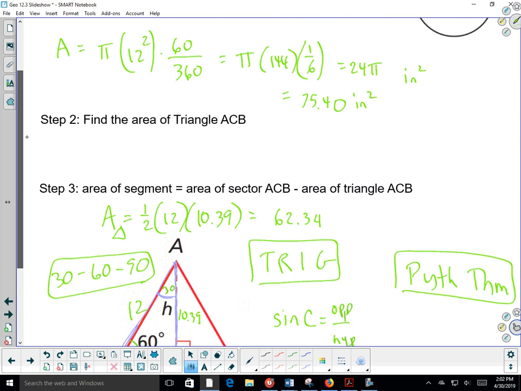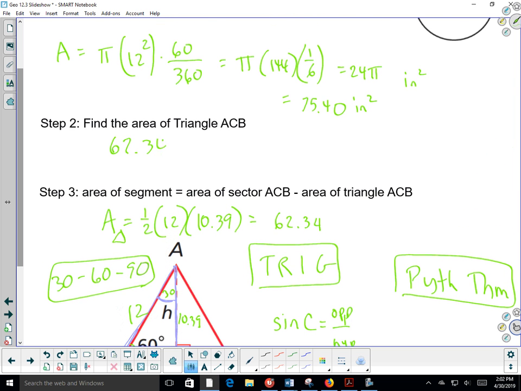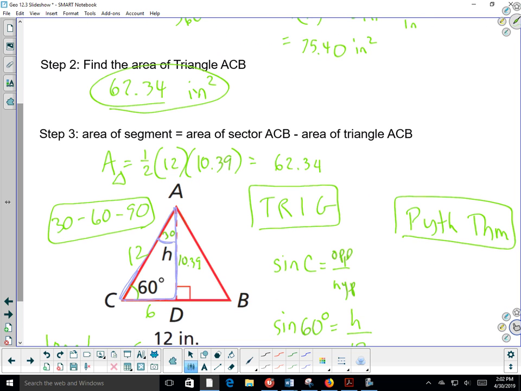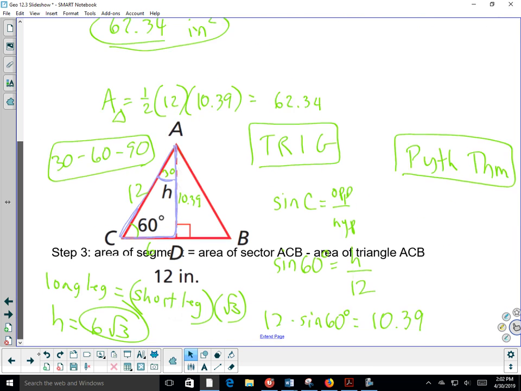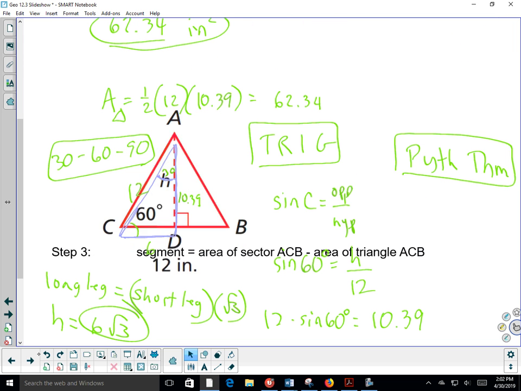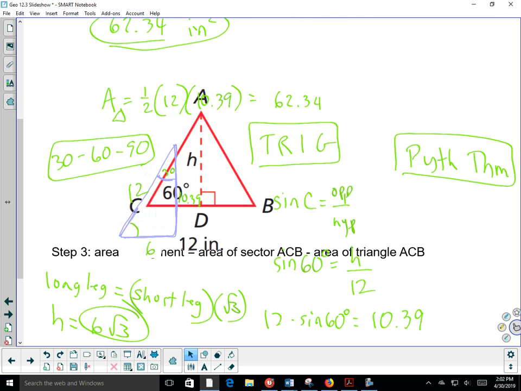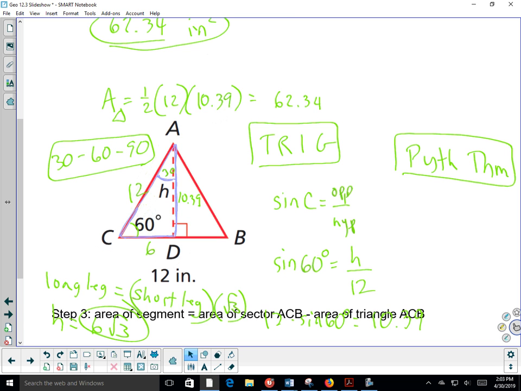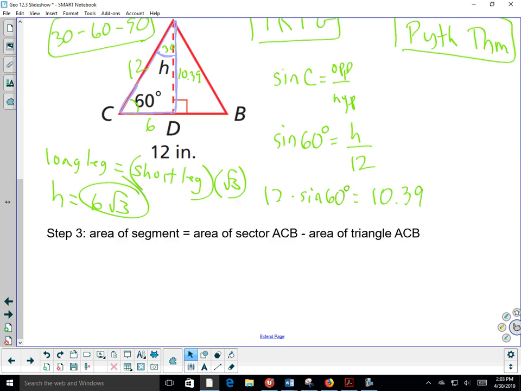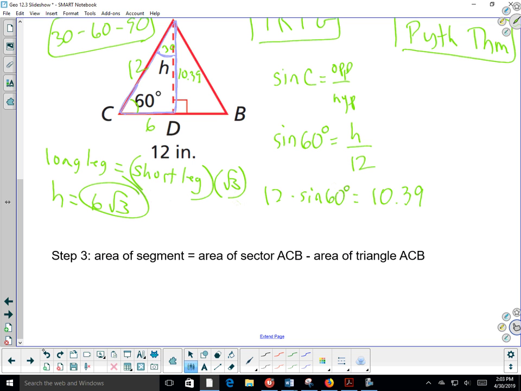And so at this point, 62.34 was the area of the triangle. Is that square inches? Yes. And then for step 3, I need to subtract. Sliding this down further. Okay, so now are we subtracting? Yeah. All right, what am I subtracting? 62.34. I'm subtracting that from what? 75.40.